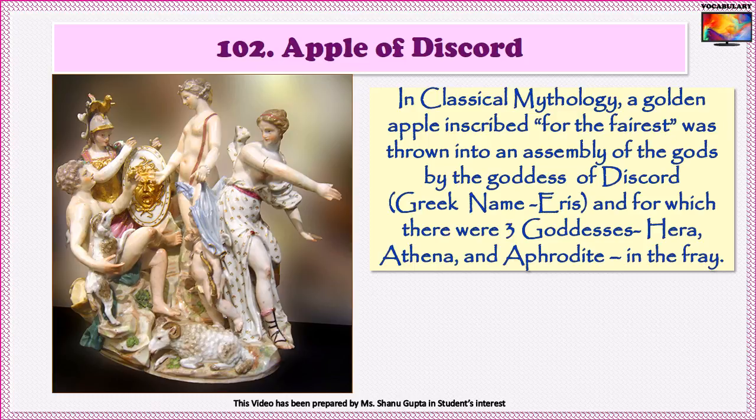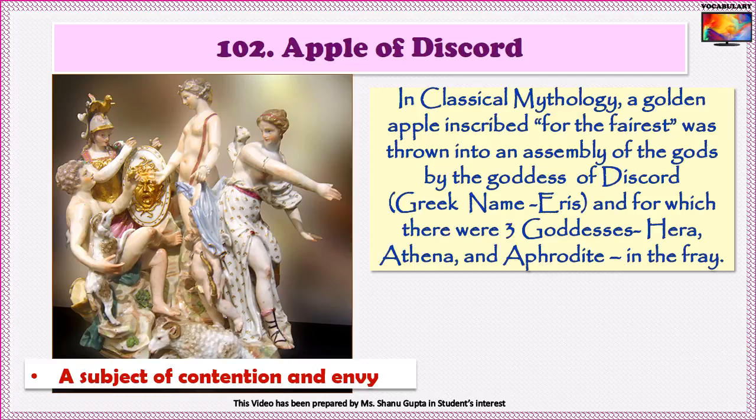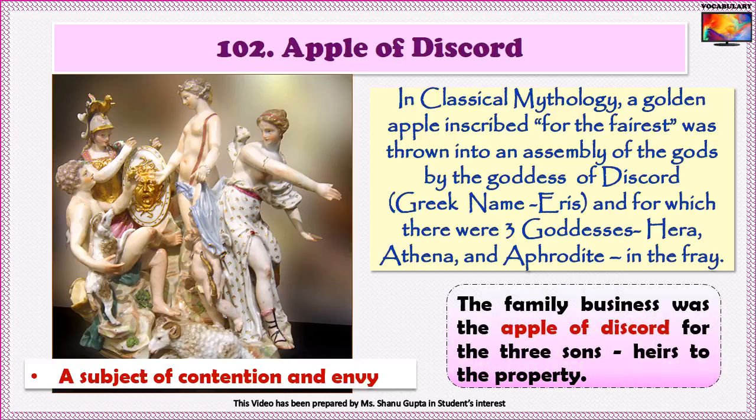In the assembly were 3 particular goddesses, Hera, Athena and Aphrodite, who each considered themselves the fairest and wanted to claim that apple. So the apple indeed ended up causing a big fight between them. The idiom, an apple of discord, therefore means a subject of contention and envy. For example, the family business was the apple of discord for the 3 sons, heirs to the property.